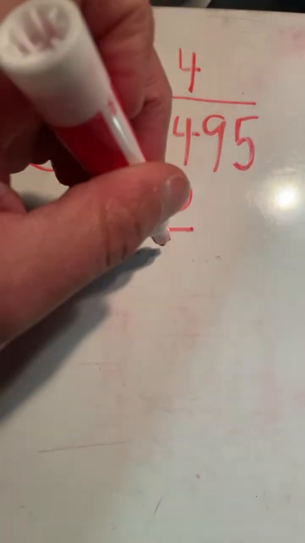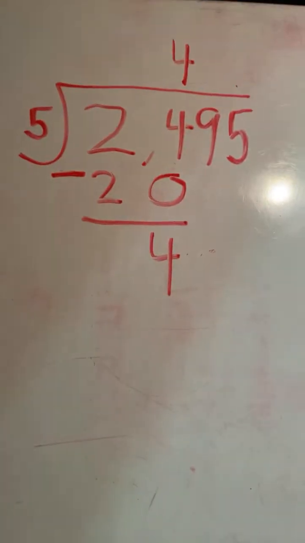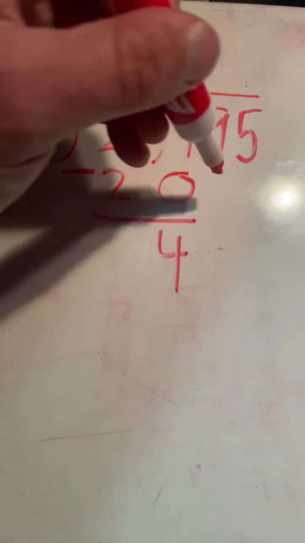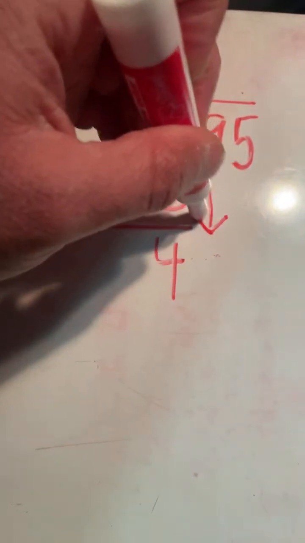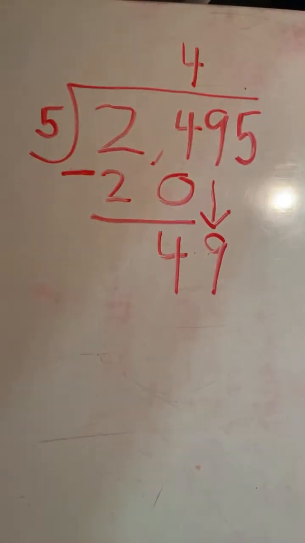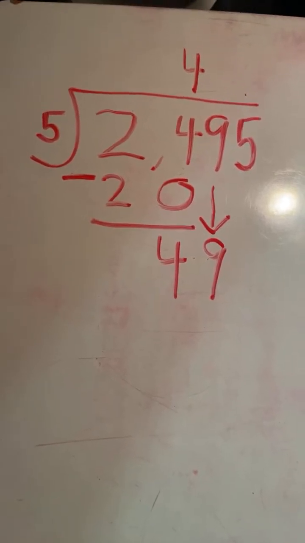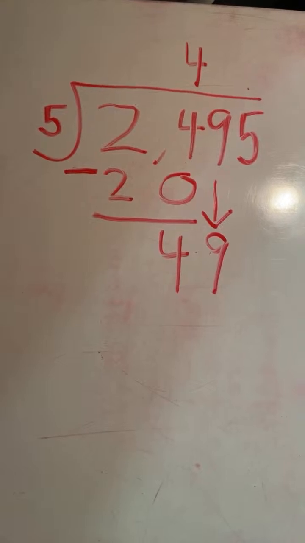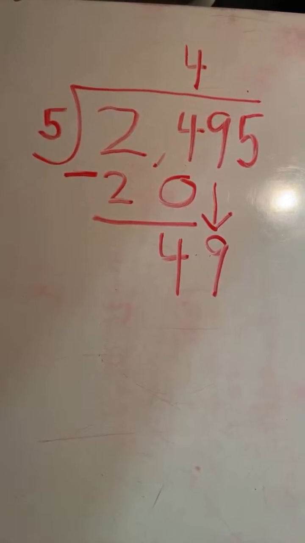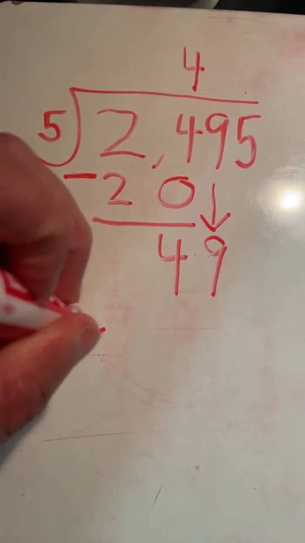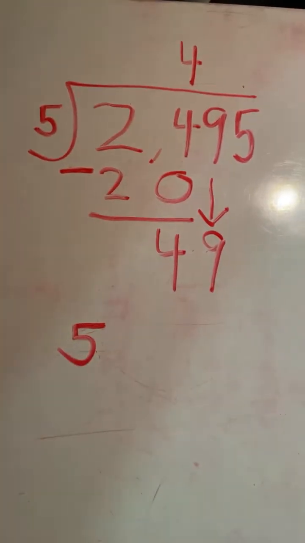24 minus 20 equals 4. Next, we bring down the 9. Now the 4 becomes 49. Now we have to figure out how many groups of 5 go into 49.